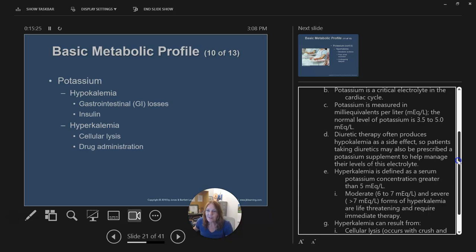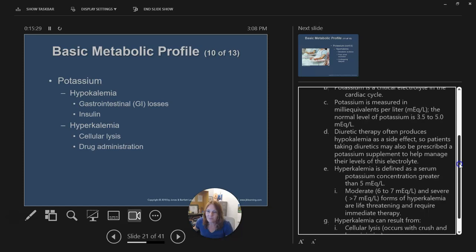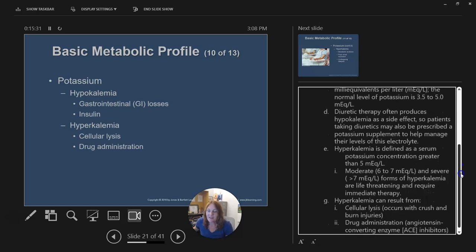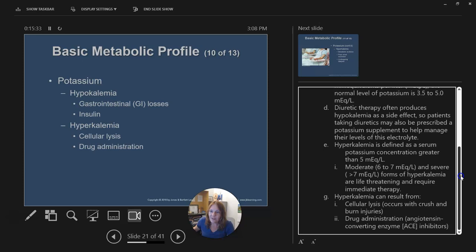Hyper-K is defined as a serum potassium concentration greater than 5 milliequivalents per liter. Moderate would be 6 to 7, and then severe is going to be above 7. These forms of hyper-K are considered life-threatening and require immediate therapy.